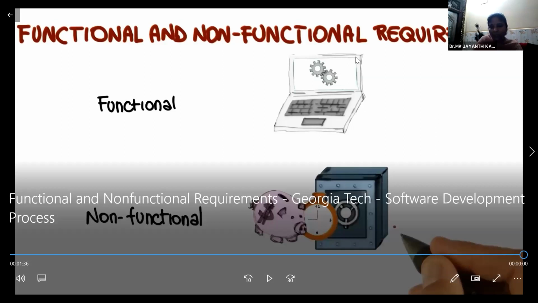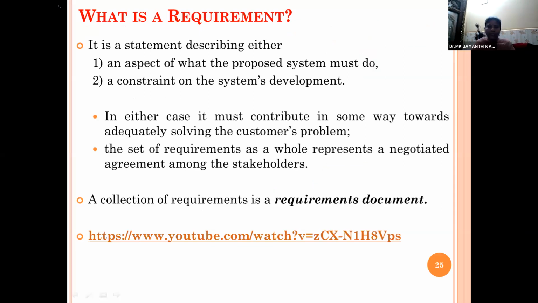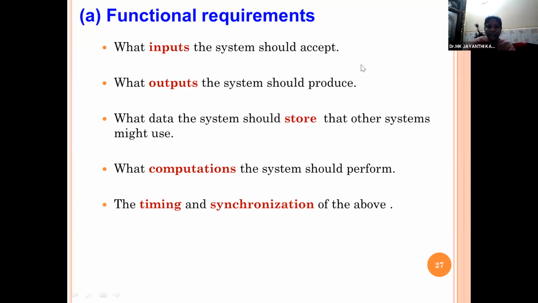So, got the idea what is a functional requirement and what is a non-functional requirement? Are you able to see the screen? So collecting the information required for a project is called functional requirements. And the requirements can be classified into the following types.